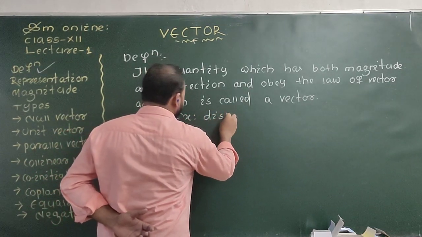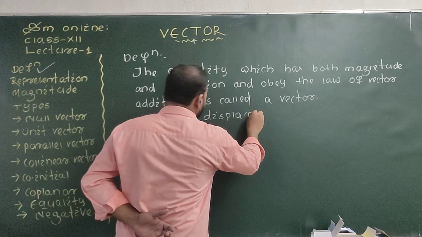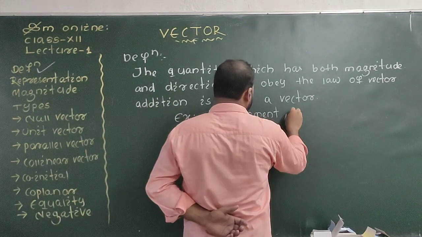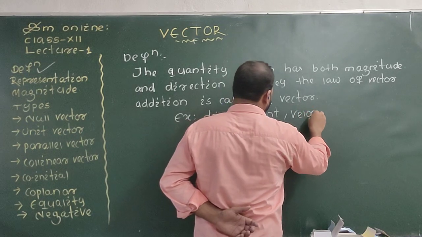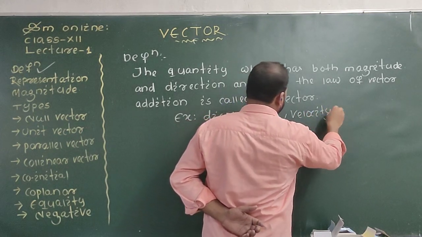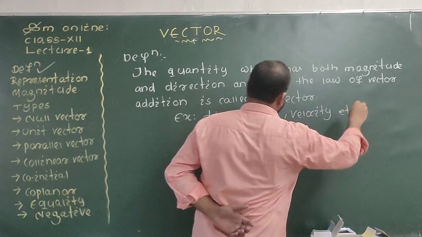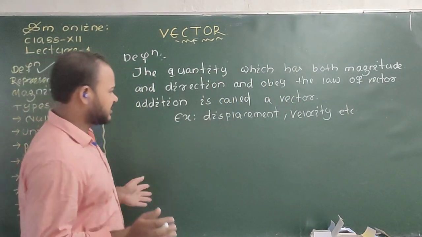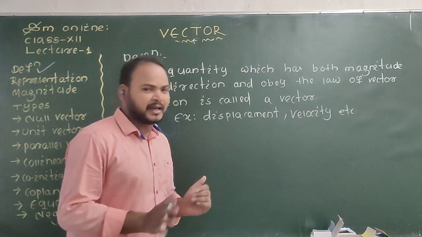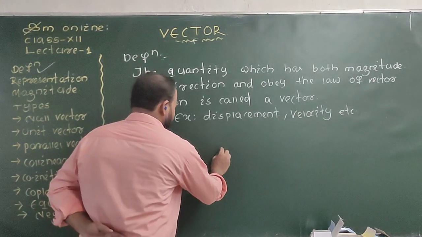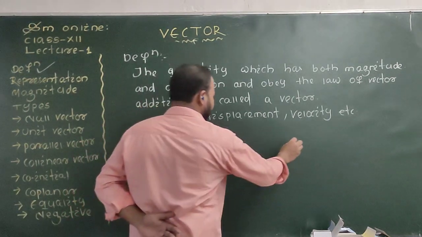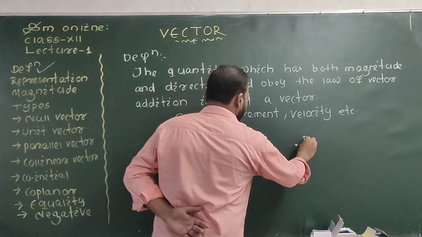For example, displacement, velocity, etc. Okay, so let us distinguish between a scalar and vector. Suppose this is a point A. Let us consider this is a point A and this is another point B.